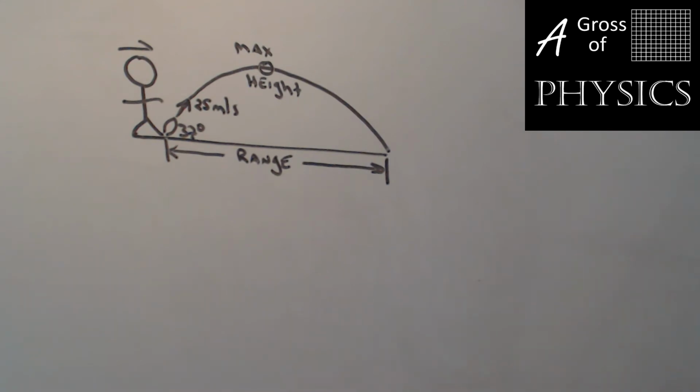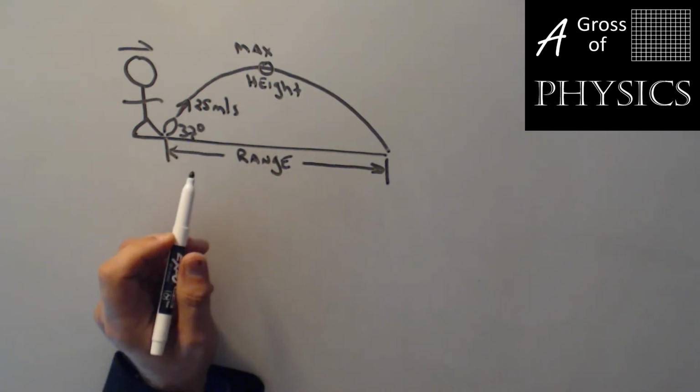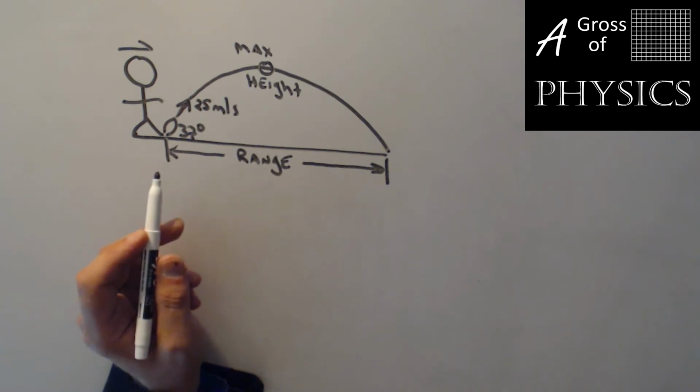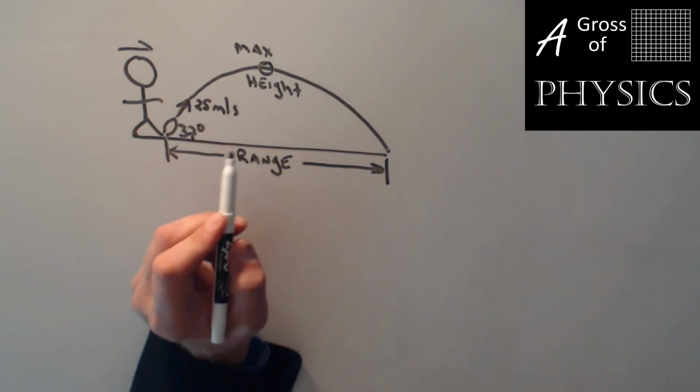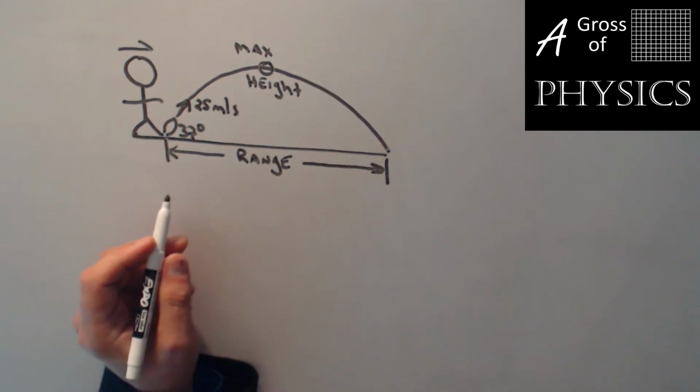All right, the next problem we're going to look at is a football player kicking a ball off of a tee at a speed of 25 meters per second. Find the range and maximum height if the ball is kicked at 37 degrees and lands on the ground. Now the ball is going to go up in the air, reach a max height at half the time since this is a symmetric problem.